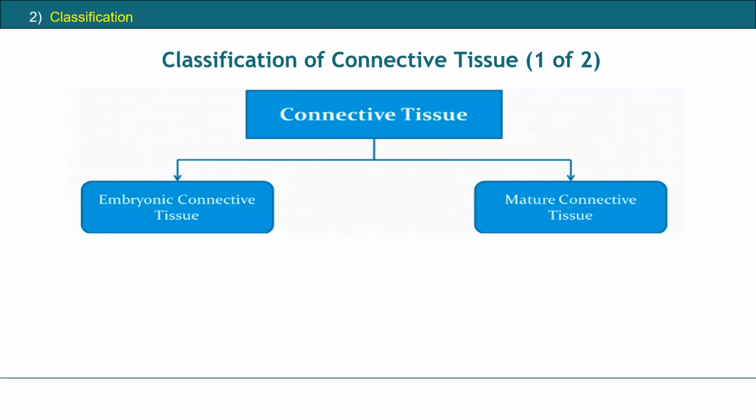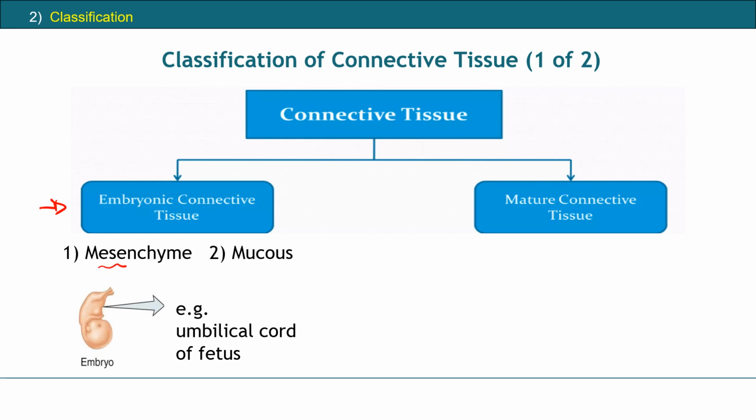As the connective tissue is so complex, I'm going to divide it in these two sections. In the beginning, I'm going to tell you that in the embryo we have the mesenchyme and the mucus. So we're going to talk about those. That will be less than 5 minutes, very few slides, and then we will move into the mature connective tissue.